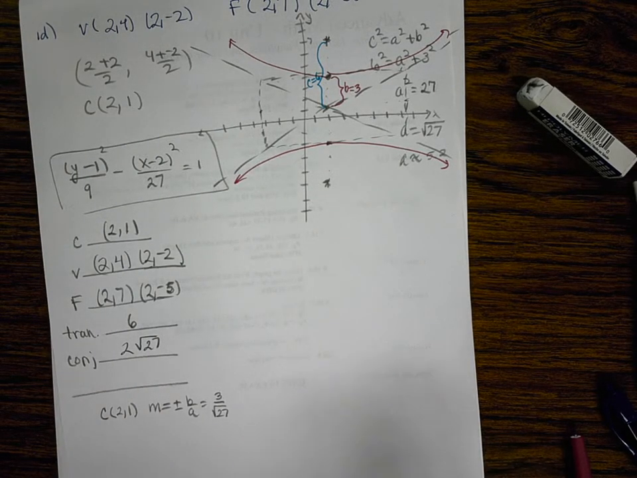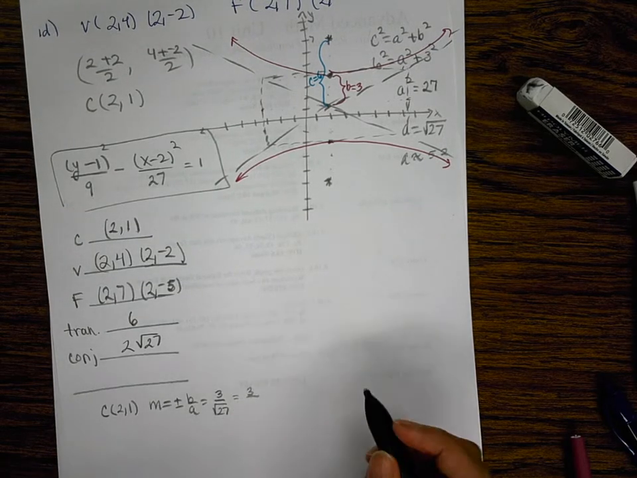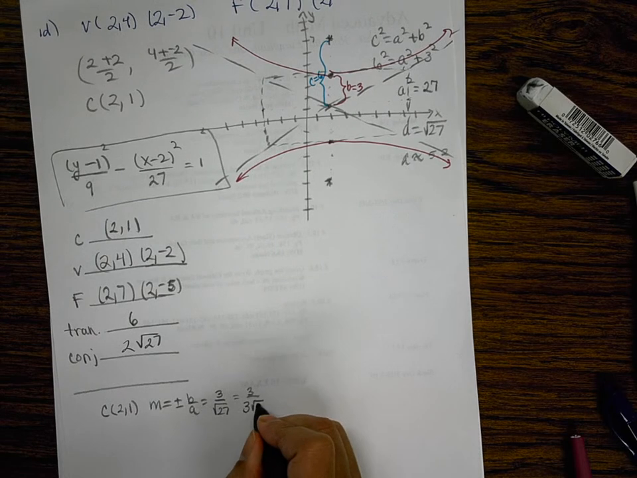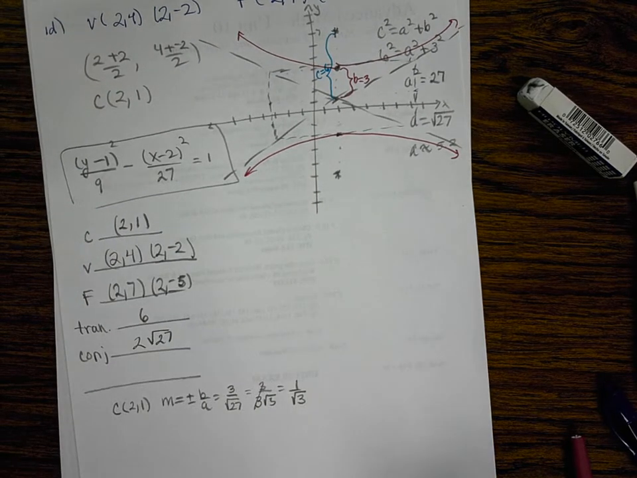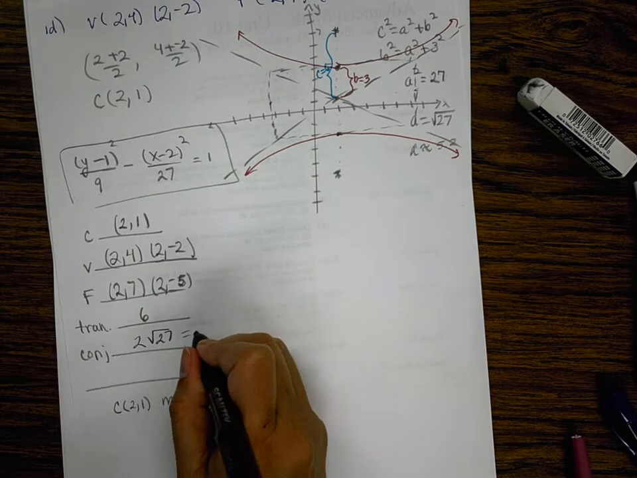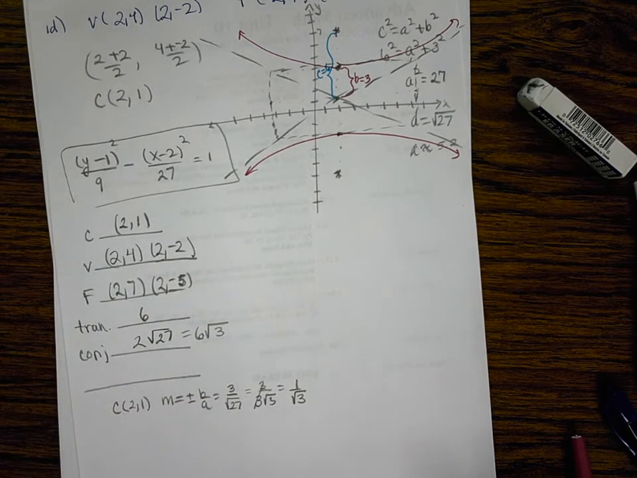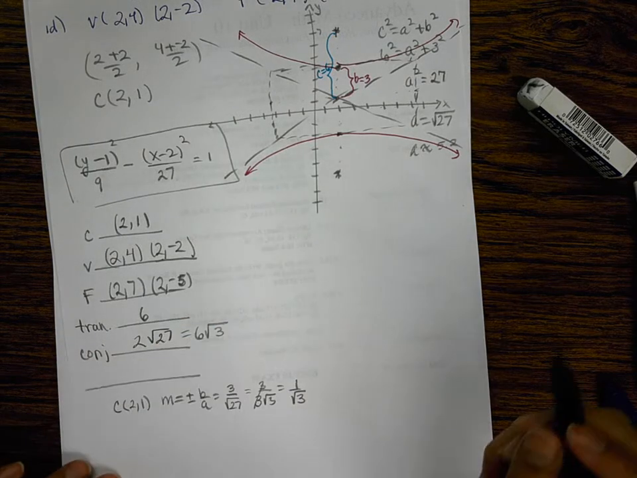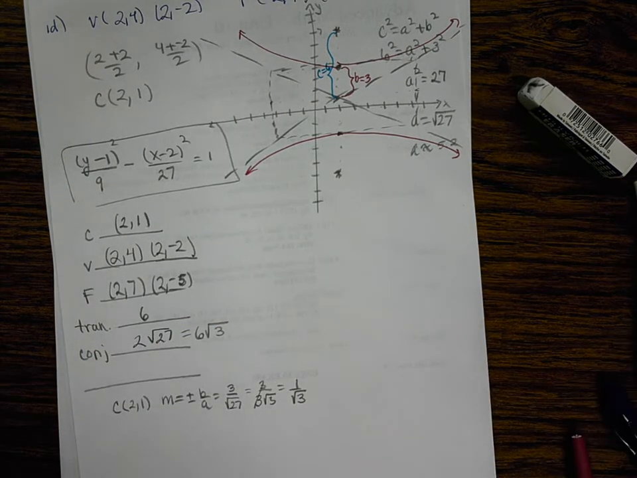And you clean that up. That's 3 over 27 is 3 root 3, which is 1 over root 3. Technically, this here then would be 6 root 3, only because root 27 is 3 root 3, and double that is 6 root 3.